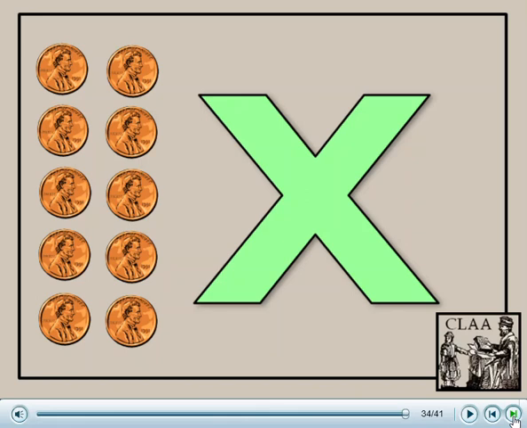To write the number decem with Roman numerals, we use this green symbol on your screen. It looks like a letter X. This symbol is used anytime there is a set of 10 units. 10 units is 1 ten, and this is written with the symbol X in Latin.